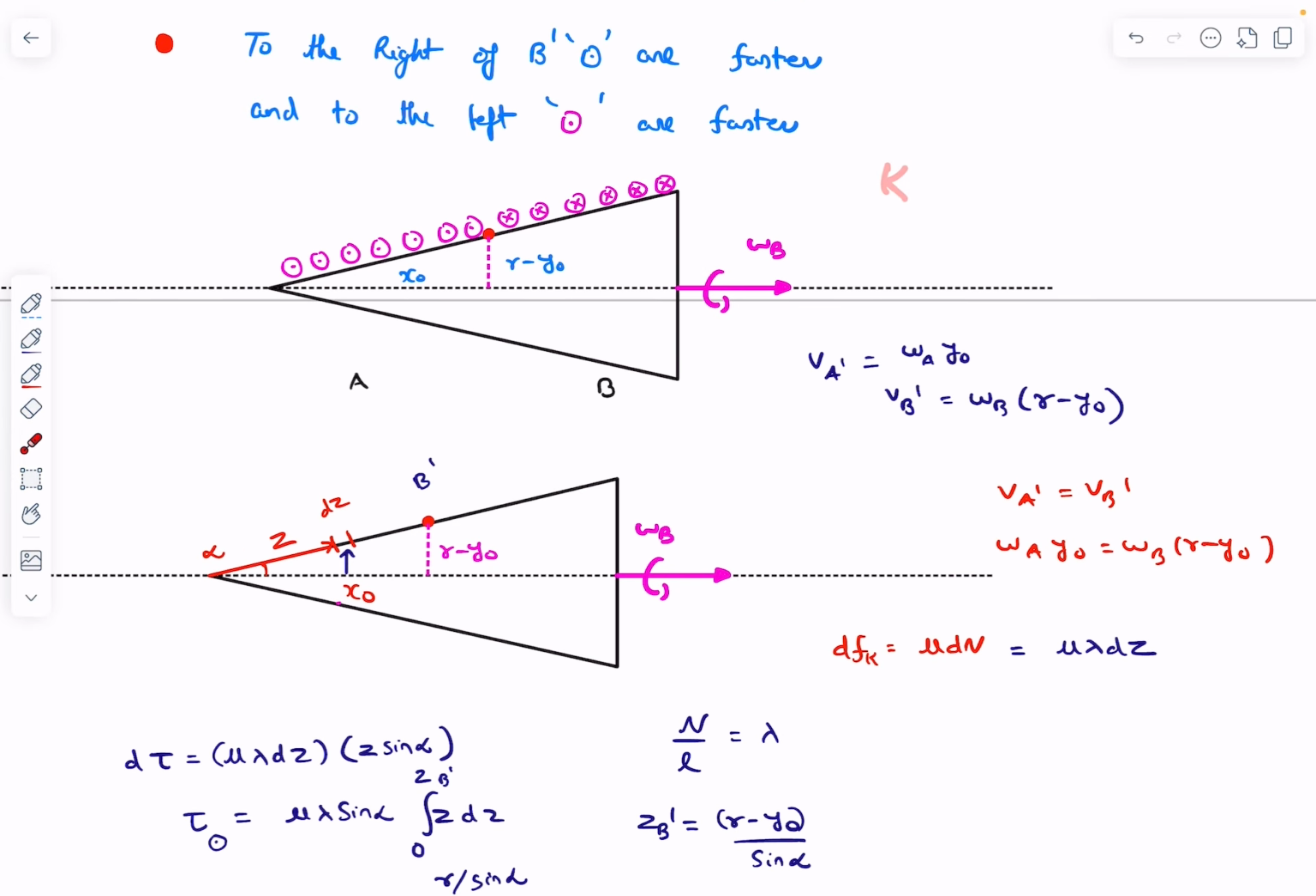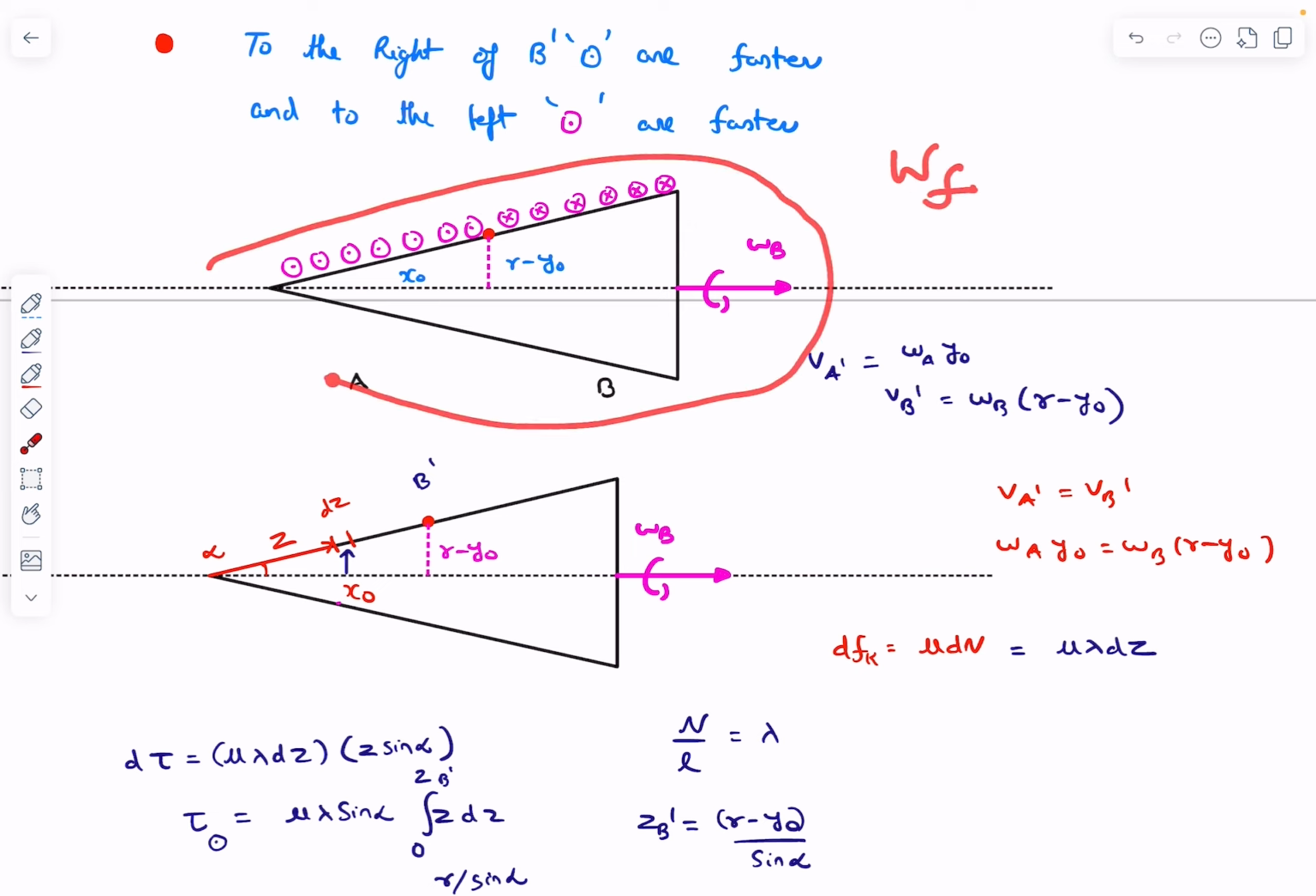So if there was also a question, what is the work done by kinetic friction on the cone B? Then it will be the change in kinetic energy of the cone B, right? Because there is no other force doing any work on the cone B other than kinetic friction.